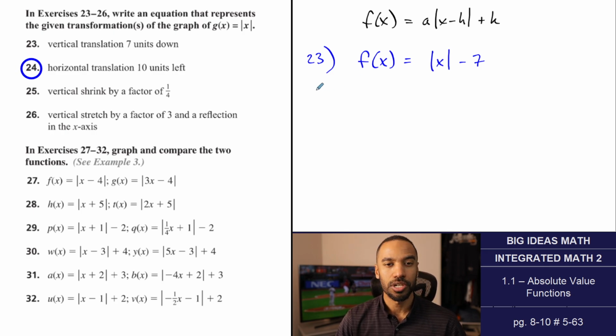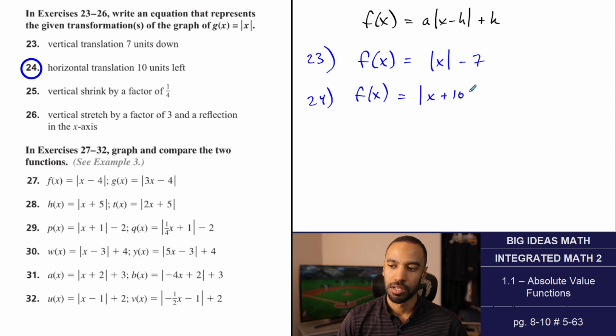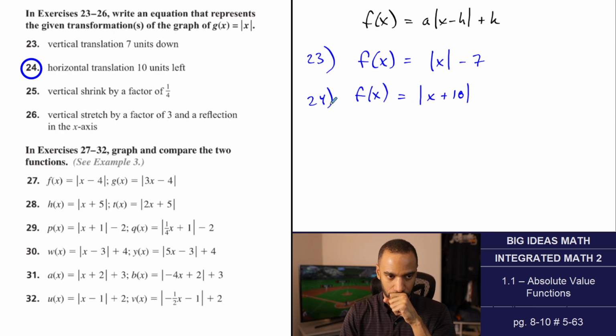Number 24, horizontal translation 10 units to the left. That makes h become negative 10. The h value is negative 10. X minus negative 10 is x plus 10. So inside the absolute value function, x plus 10. That's what causes that translation.